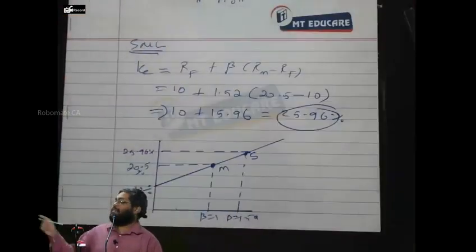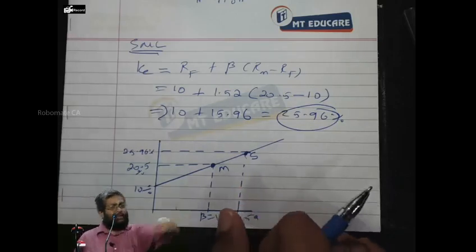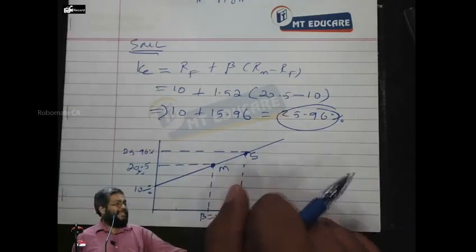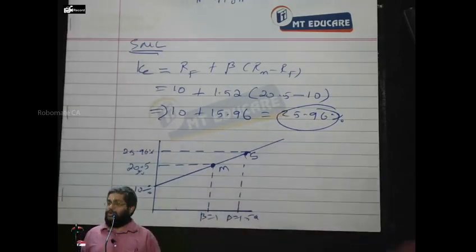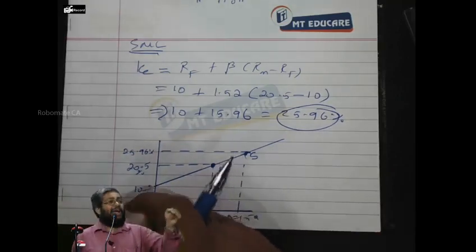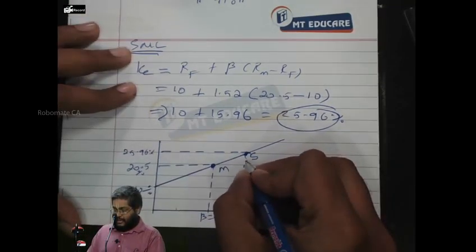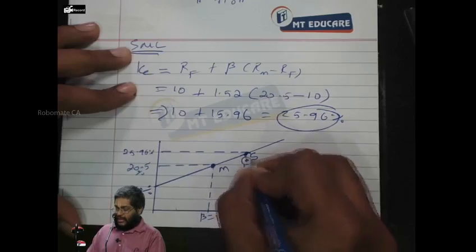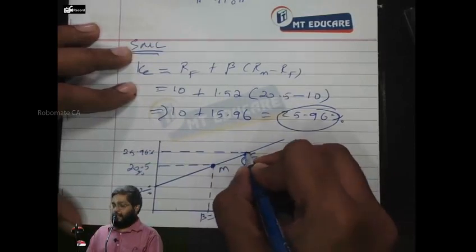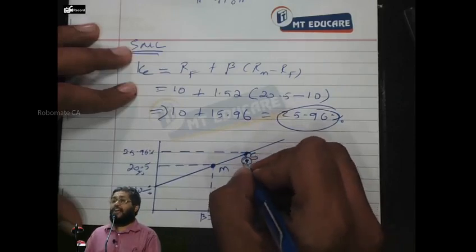Now, look at our slide and tell me, based on the past history, I believe this will give me only how much percent? 23.5. The evidence is that the security will not be giving me 25.96. When I see the scenario analysis or the past data, I expect the return of the security to be only 23.5%. It is somewhere here. This is the expected return. Yes or no? Expected return is 23.5. SML return is 25.96. Tell me, is this security lying on the efficiency frontier or not?